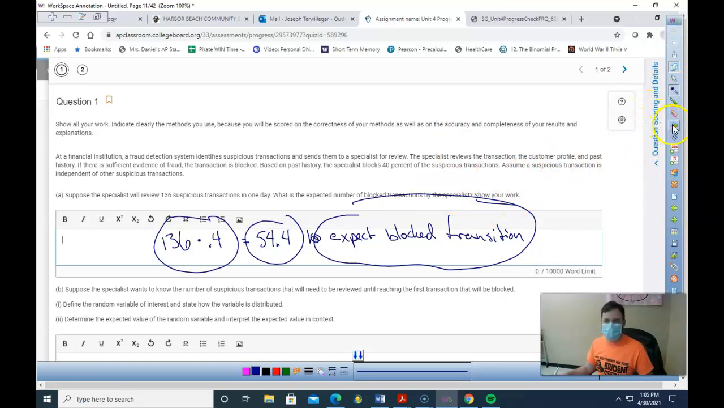Any questions on that one? Yes, you are supposed to use complete sentences. So there would be 54.4 expected blocked transactions.